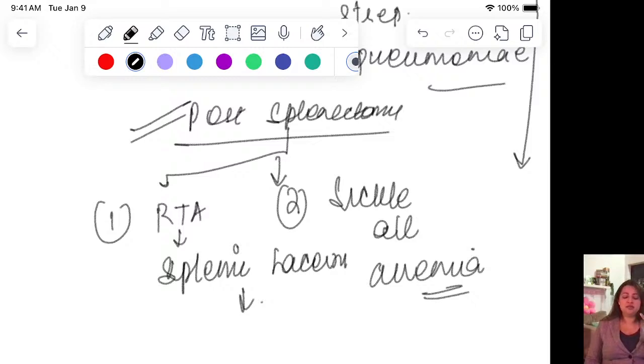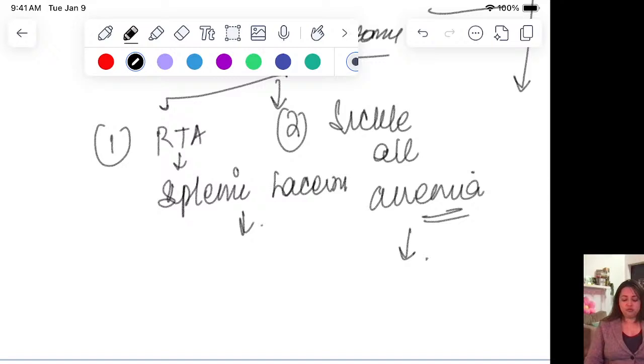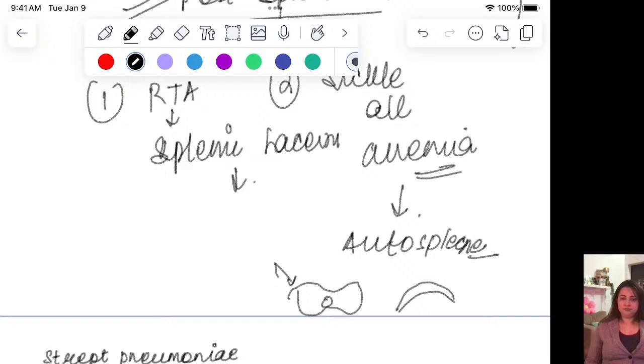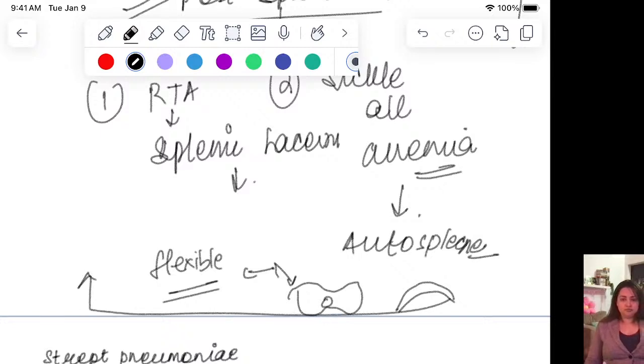So what you have to remember is in sickle cell anemia, there is autosplenectomy. There is a phenomenon of autosplenectomy. Why? Because if you compare a normal RBC with a sickled RBC, a normal RBC has a biconcave shape, and it's very flexible. But a sickled RBC is a dehydrated kind of RBC, very stiff. This is not flexible.